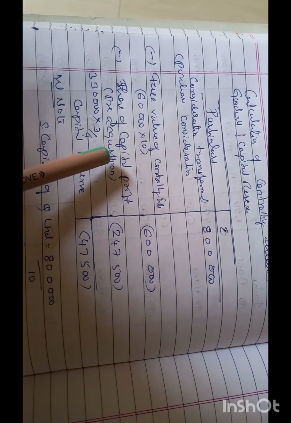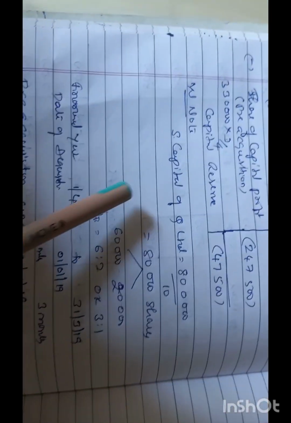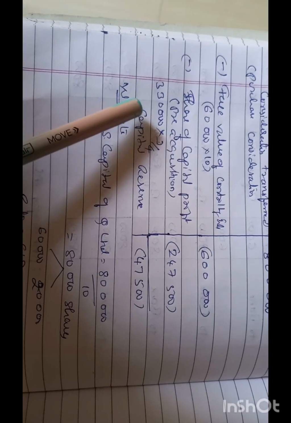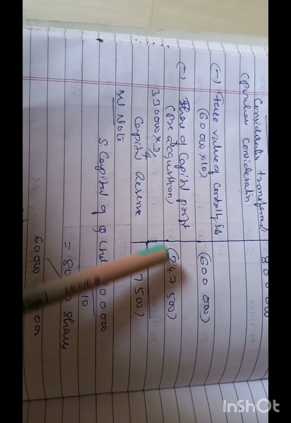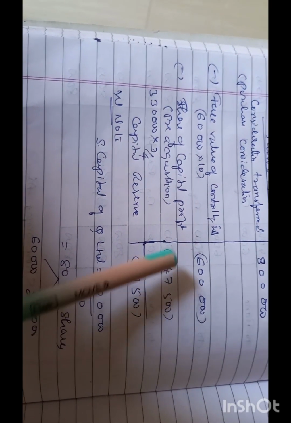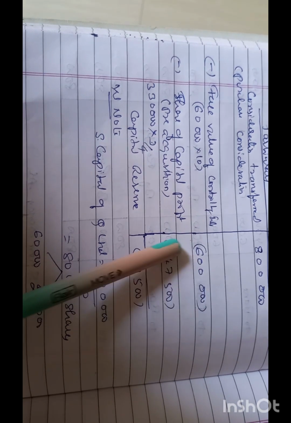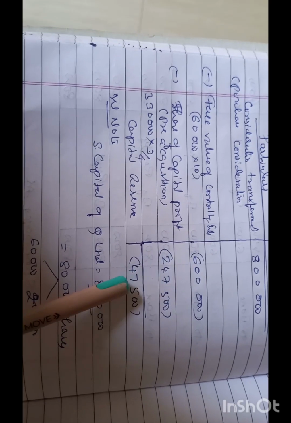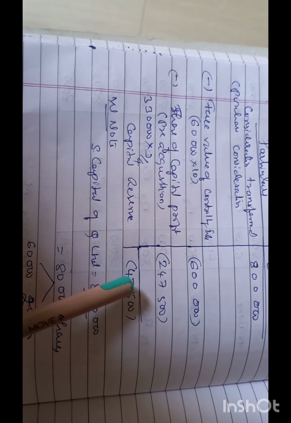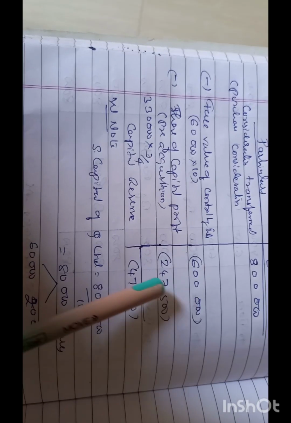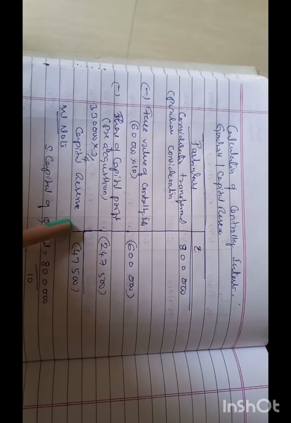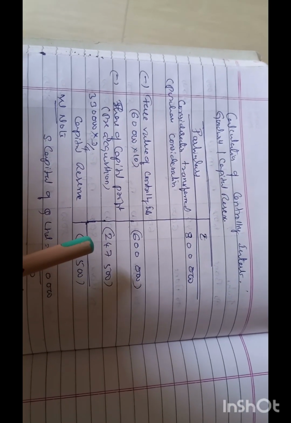Again, share of capital profit. So the total capital profit we just calculated is 3,30,000. Out of 3,30,000, 3/4 is controlling interest. So 3,30,000 into 3/4 will get 2,47,500. This should be subtracted because this is before only. So they are paying 8 lakh. If I subtract it, if I am getting a negative value, that is cost of control or capital reserve. If it is positive, that is goodwill.